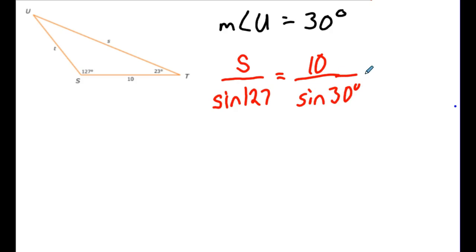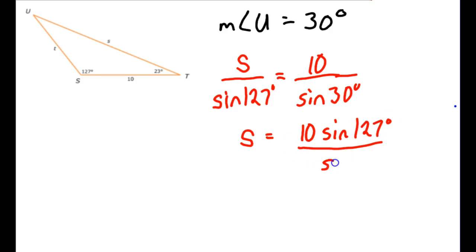To get S isolated by itself, we have to multiply both sides by the sine of 127. If we do that, we get S is equal to 10 times the sine of 127 divided by the sine of 30 degrees. Now if you plug that in on your calculator to get an approximation, we get S is approximately 15.97. Now we know 2 of the side lengths.